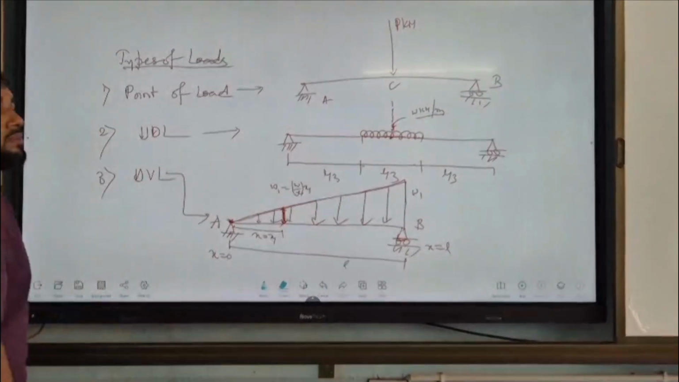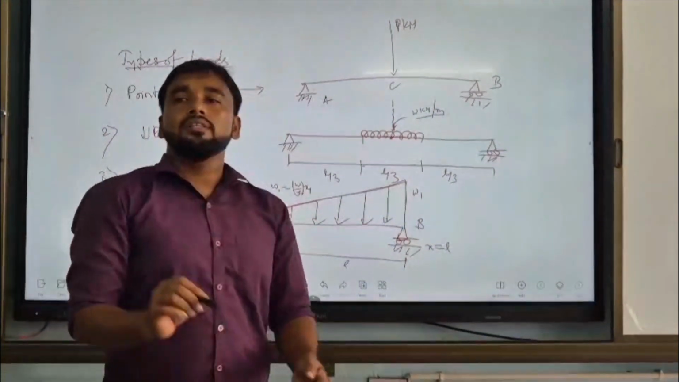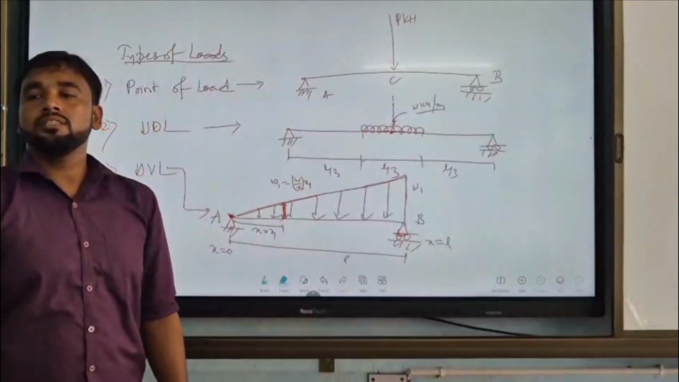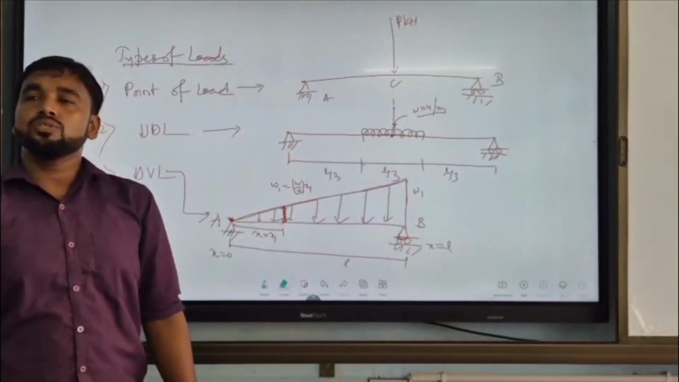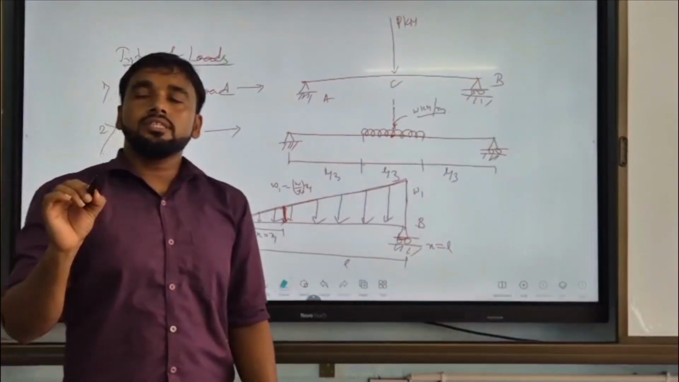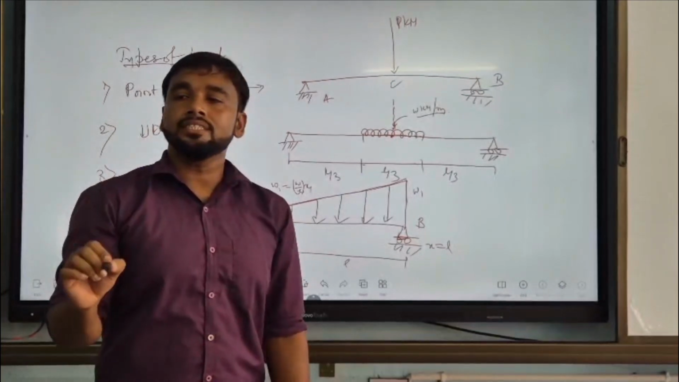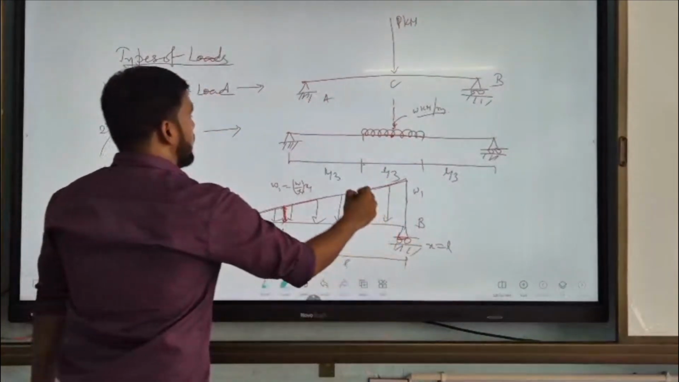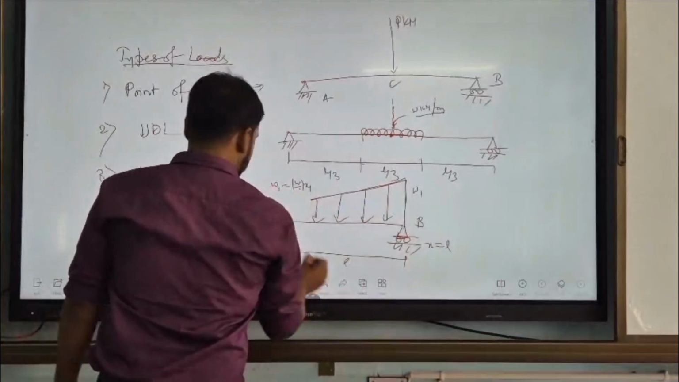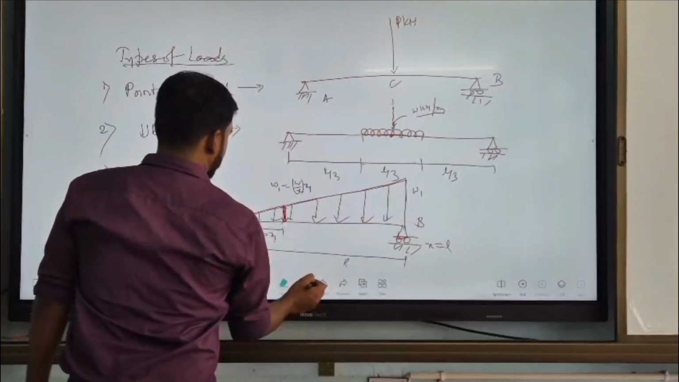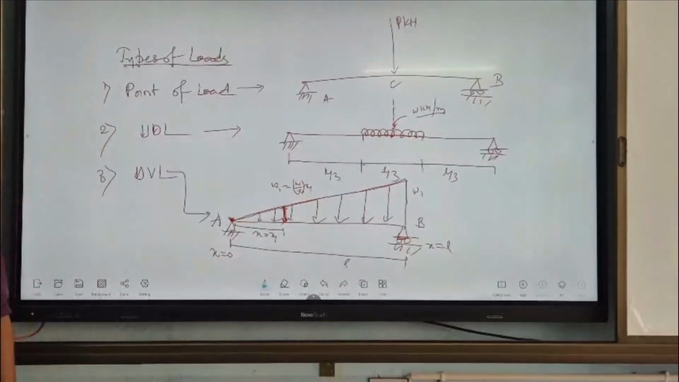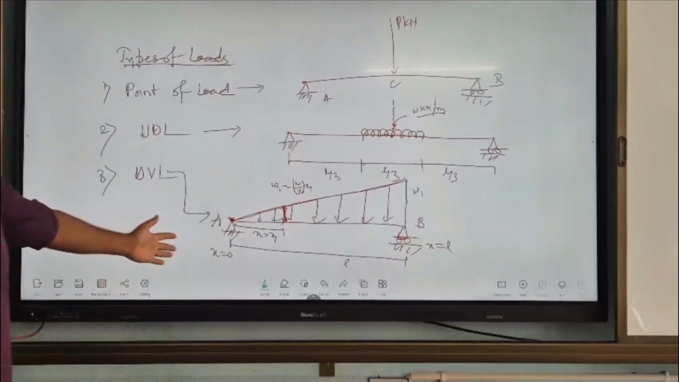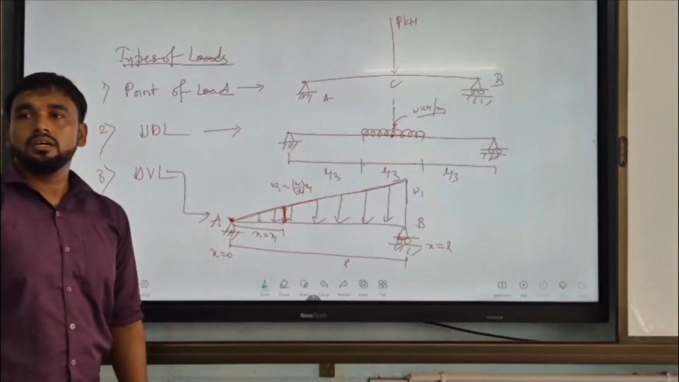In case of a uniformly varied load, the resultant will act along its CG, as with UDL as well as UVL. A concentrated load will be concentrated through its CG. So this is your triangular load. The CG of the triangle is basically from, for this diagram, where CG will act.